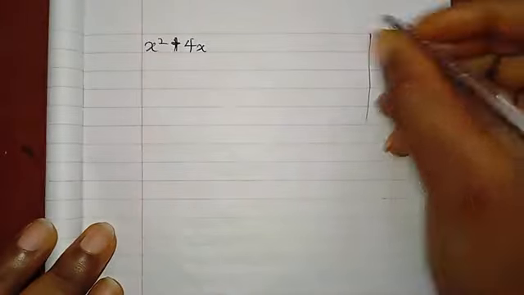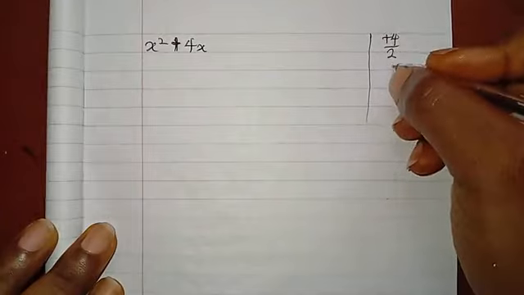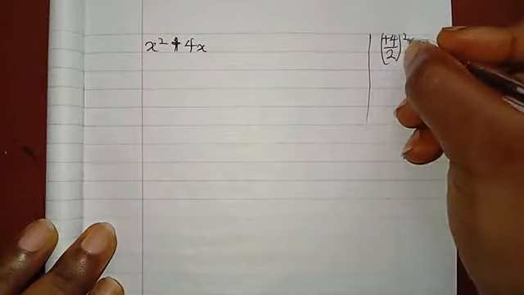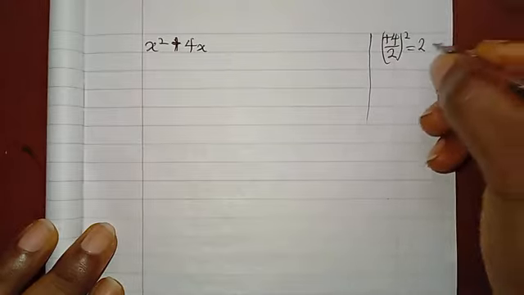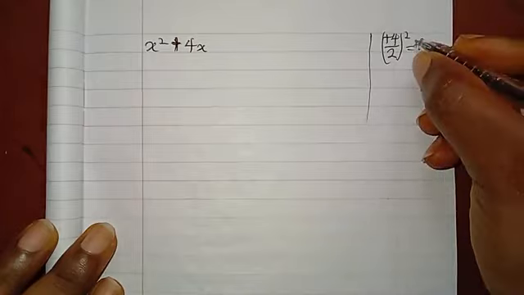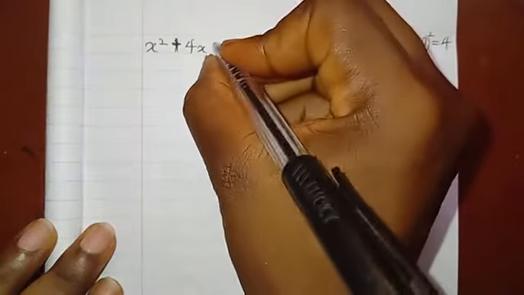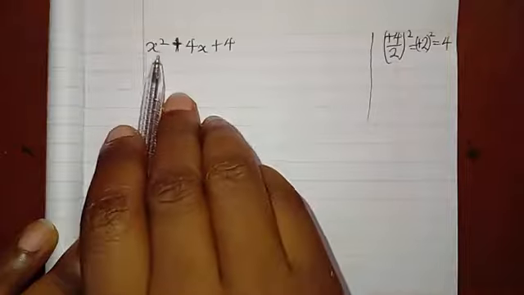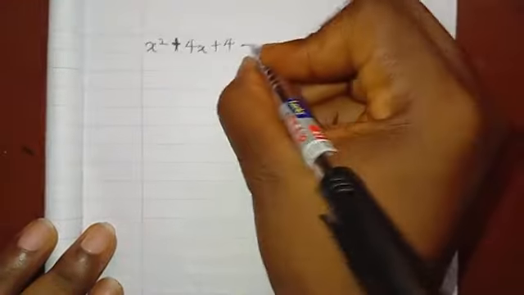We say the coefficient of x, which is plus 4, divided by 2, that is half of it, and then we square it. So half of this is 2, and it's a plus 2. And then we square it to get 4. So all we needed to do is add 4 to this equation, and we are going to get a perfect square.